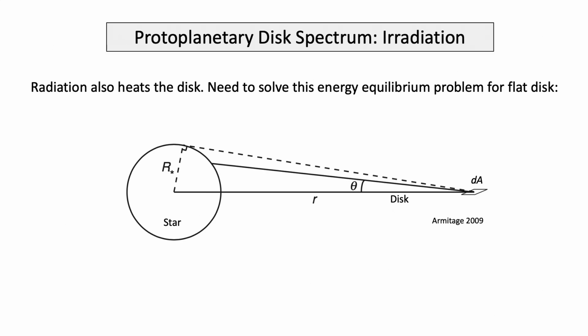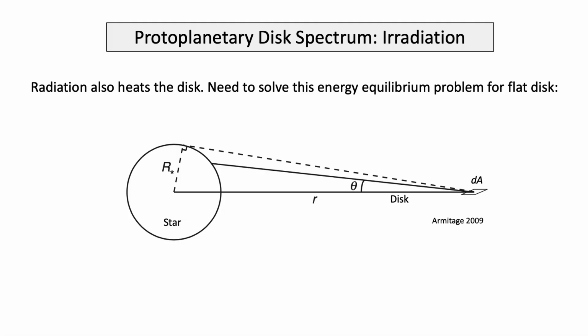So let's go step by step. What we have to do is we take a disk, and it's a very simple disk, a flat disk here, just a plane. This is an element of surface in the disk at the distance r. And then we have the star that irradiates the disk. So all the energy comes from the star in this picture.